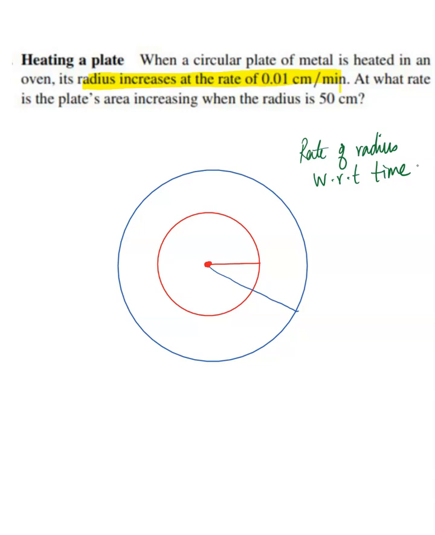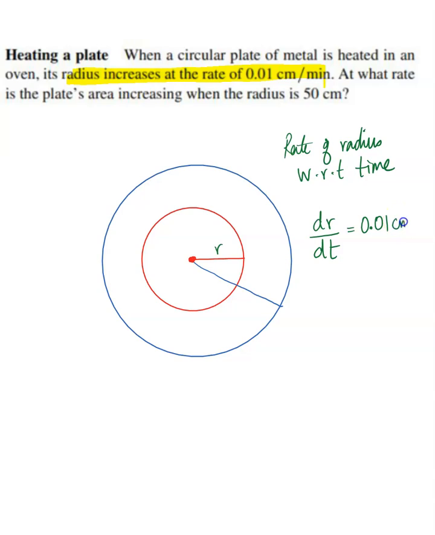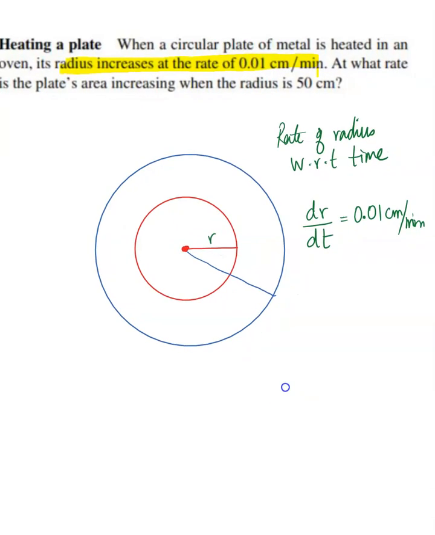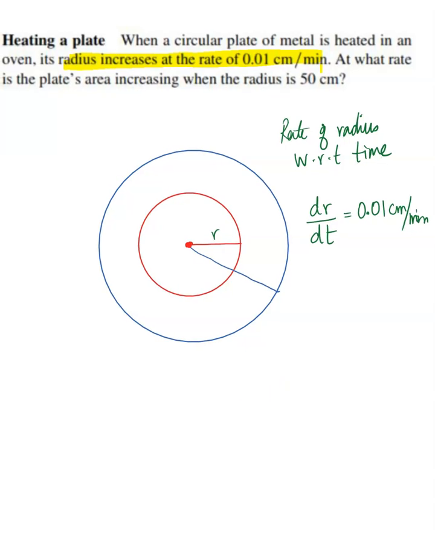But then if I think of the variables, the usual variable for radius would be r. So I will say dr, because the rate means the derivative, with respect to time. So dr over dt, I would write as 0.01 centimeters per minute. Then I have, at what rate is the plate's area increasing when the radius is 50 centimeters?